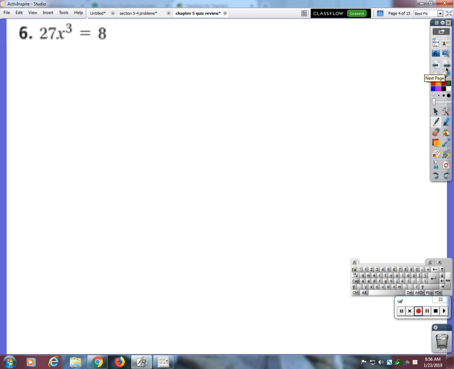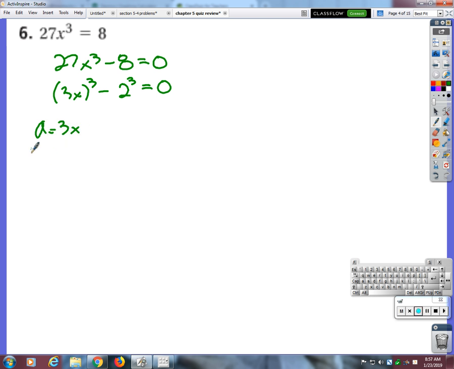All right, next one. This, if it's on the quiz, will be extra credit. Okay? Because this is kind of a mess. So I'm going to first set it equal to 0 like always. And then you have to recognize that 27x cubed is really 3x cubed, and 8 is really 2 cubed. And so what we have here is the difference of two cubes, where a equals 3x and b equals 2.